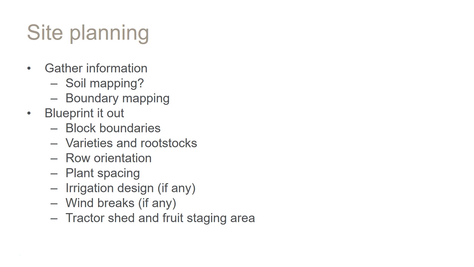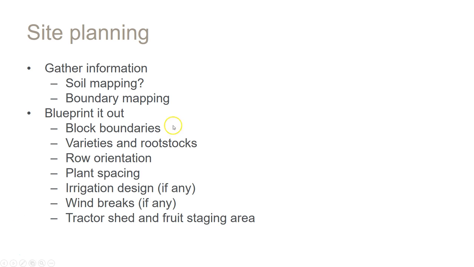And the other thing is boundary mapping as well. So actually map out where your vineyard's going to go. And also in your assignments, we really want to see that you've chosen a specific spot for your vineyard. So I want to see some kind of map of your site, so we know exactly where it is.